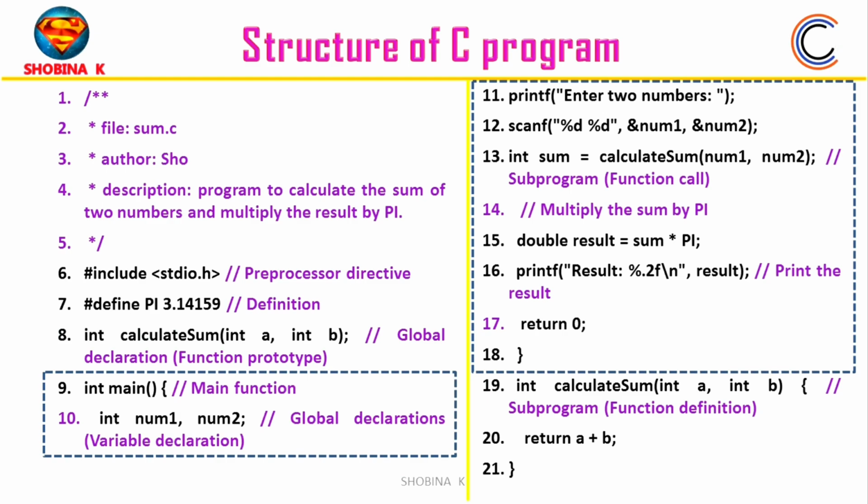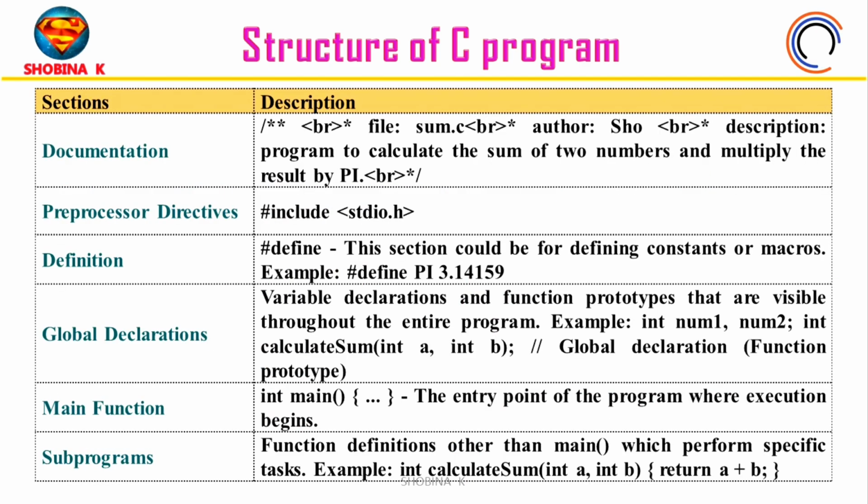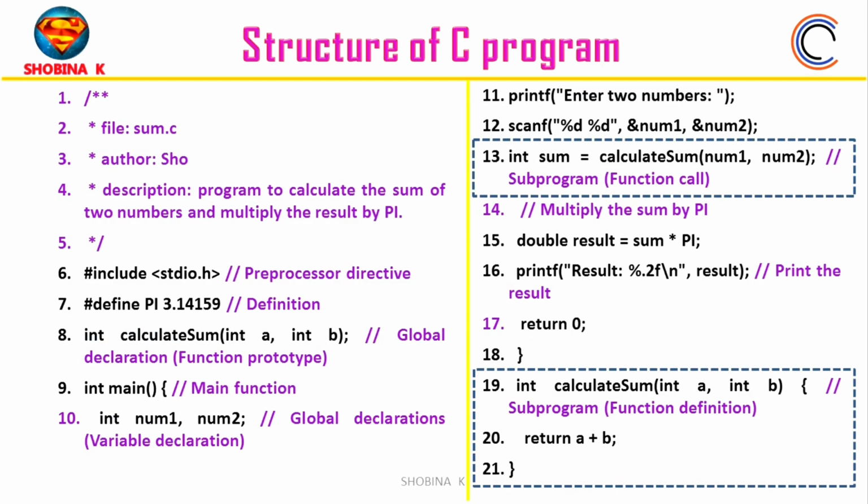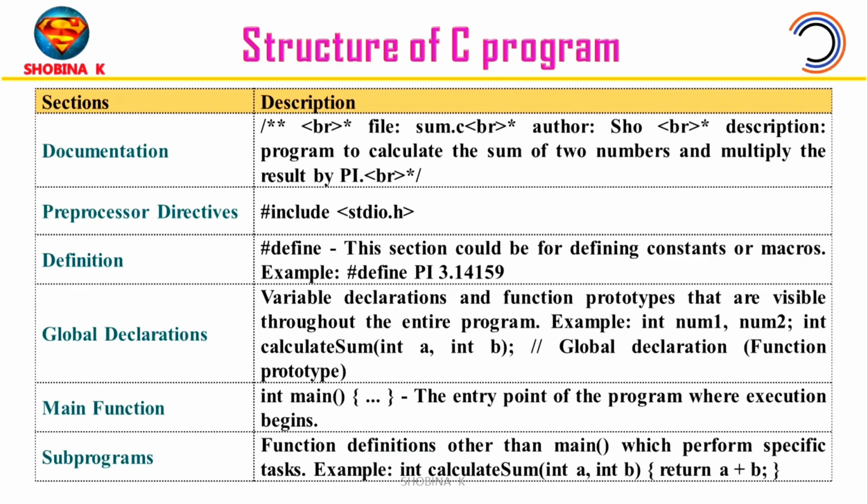The main function serves as the entry point of the program. It prompts the user to enter two numbers, calculates their sum using calculate_sum function, multiplies the result by PI, and prints the final result. And this part is main function section. The calculate_sum function is defined after the main function. It takes two integers as input parameters and returns their sum. And this is subprograms section.